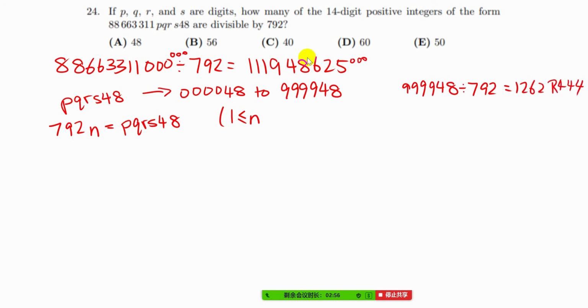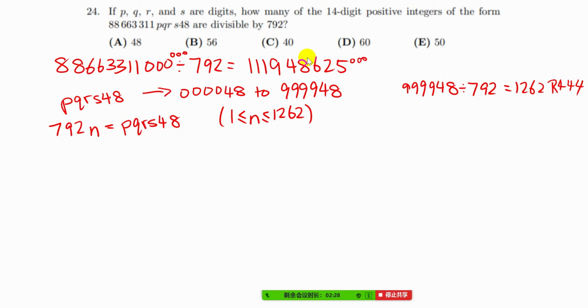So we know that the biggest possible value for n would be 1262. If n were to equal 1263, then the multiple of 792 would be bigger than 999948, so it wouldn't be possible. And then now we have this equation which says 792n equals PQRS48.